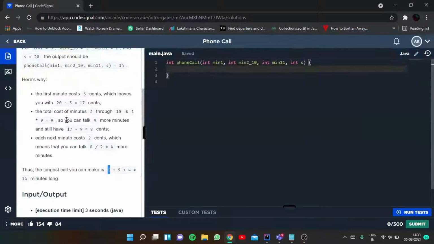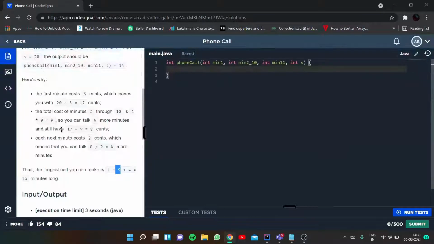Now we're going to the second part. From the 2nd minute to the 10th minute, every call costs 1 cent. So there are a total of 9 from 2 to 10. We are able to make 9 calls because we have 17. So 17 minus 9 is equal to 8. So we are able to make 9 calls, so 9 minutes. We have added the 9 minutes to our duration.